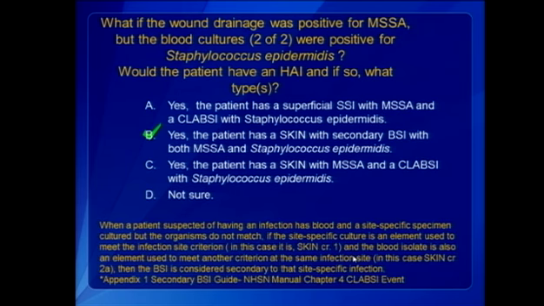And again, pulling from Appendix 1, when a patient is suspected of having an infection, has blood and site-specific infection culture, but the organisms do not match, if the site-specific culture is an element used to meet the infection site criterion, in this case it's skin criterion 1, and the blood isolate is also an element used to meet another criterion at the same infection site, and in this case skin criterion 2A, then the BSI is considered secondary to that site-specific infection.